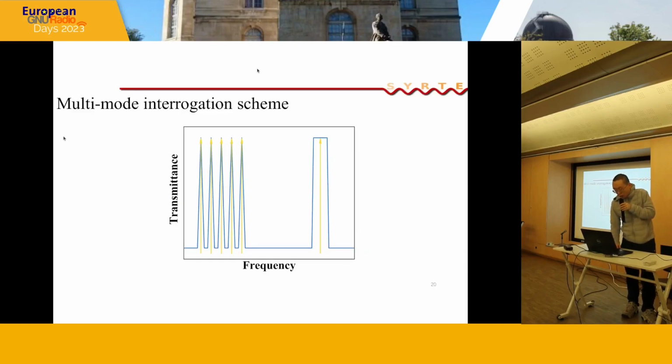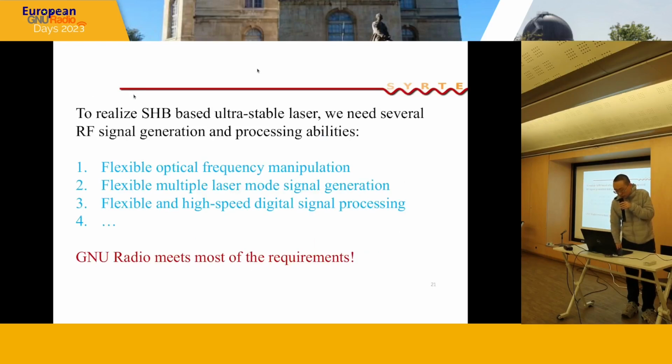Here is a relatively complex multi-mode interrogation scheme in our experiment. That's why we want the ability to generate this kind of spectral pattern. To realize a spectral-hole-based ultra-stable laser, we need several RF signal generation and processing abilities. The first, flexible optical frequency manipulation. The second, flexible multiple laser mode signal generation, and flexible and high-speed digital signal processing, and more. So GNU Radio meets most of our requirements.